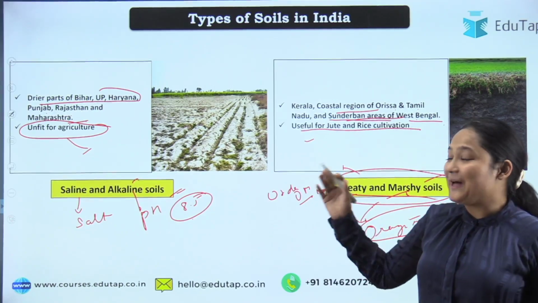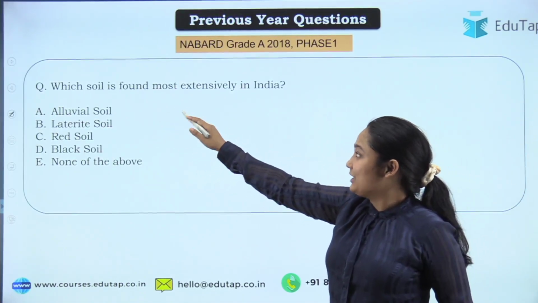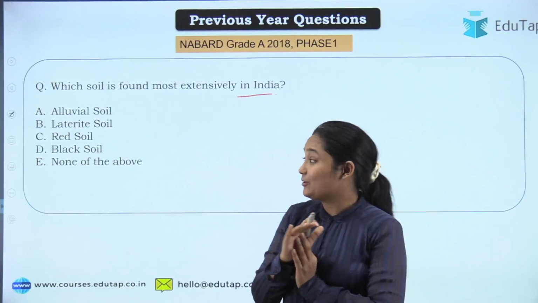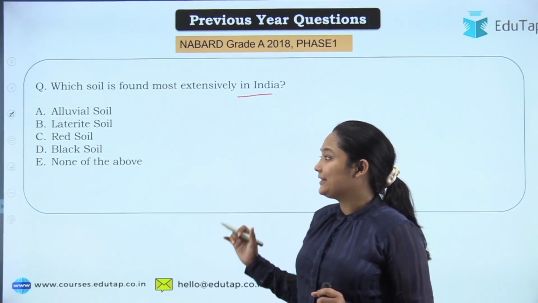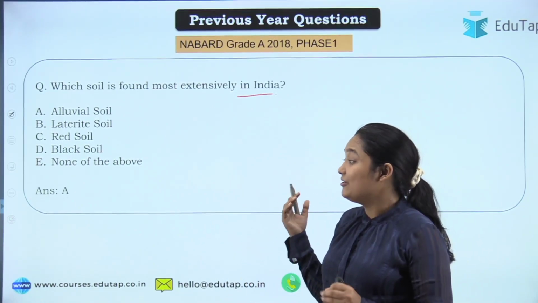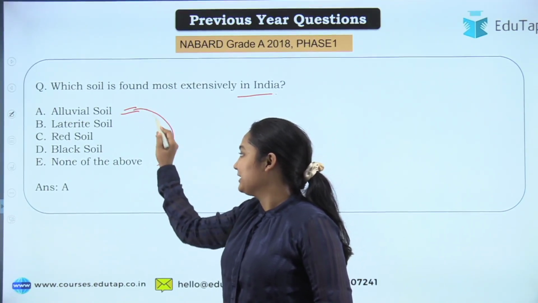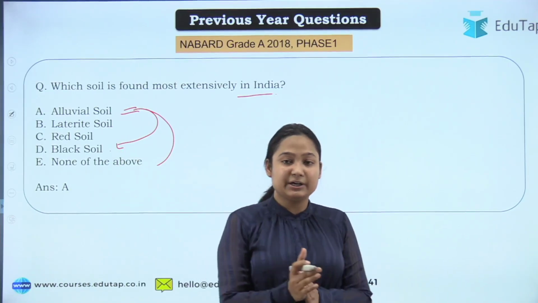So now we will attempt the question again. Which of the following soils is found most extensively in India? I have told you which kind of soil covers most of the area. Your options are alluvial soil, laterite soil, red soil, black soil, or none of the above. Of course, your correct answer will be alluvial soil, and after alluvial soil there is black soil, that contains most part of our country.